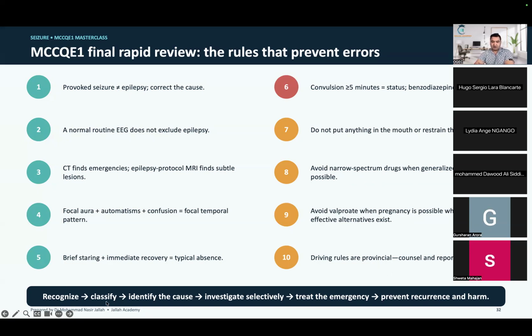Recognize, then classify, then identify the cause, and investigate selectively based on the case. It will be different from patient to patient. Treat the emergency, prevent recurrence and harm. And that's the end of it.